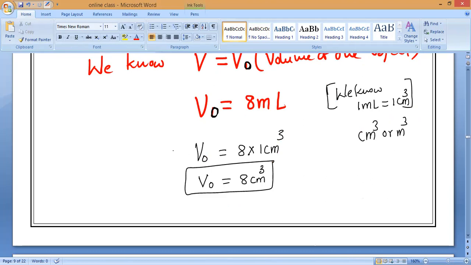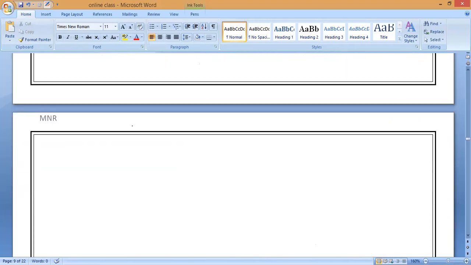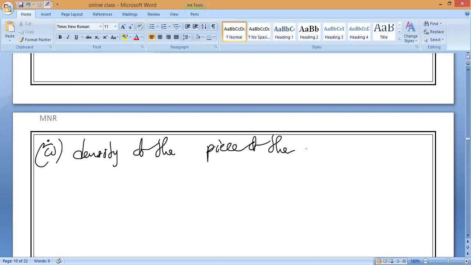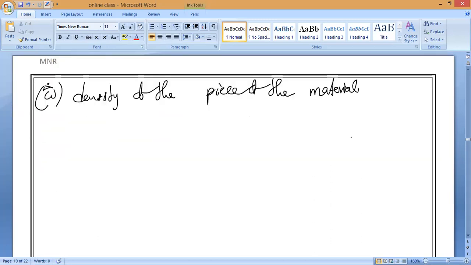Write it. Roman number 2: Calculate the density of the piece of the material. So what is the formula of density? Everybody, what is the density formula, guys? Density is mass by volume.